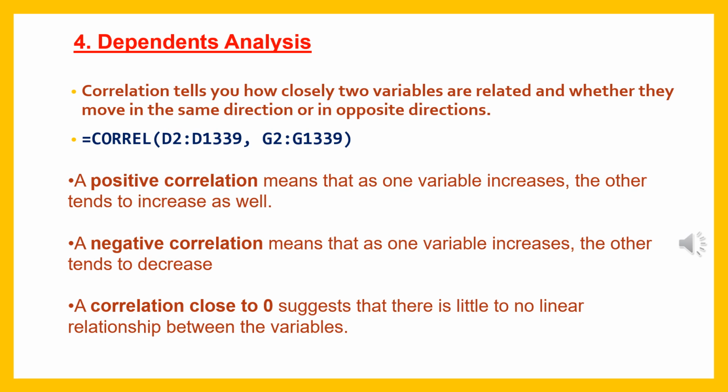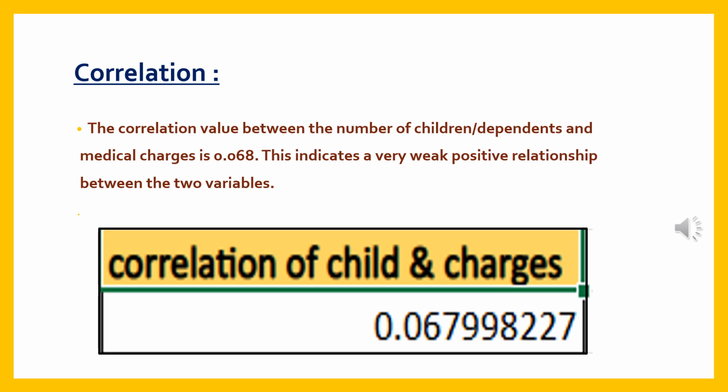relationship between two variables. Positive means as one variable increases, the other will also increase. Negative correlation means as one variable increases, the other will decrease. So after calculating the correlation formula, we get a value of 0.068, which indicates a very weak positive relationship.